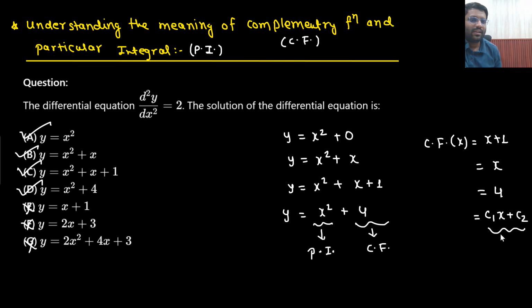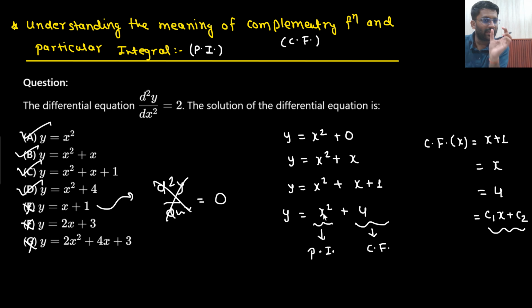Why is it complementary? Because even if it is not present, C1x plus C2, here C1 value is 1, C2 value is 1. Even if it is not present, I will still be able to satisfy my differential equation. But what if x square is not present, only x plus 1 is present? Are you able to satisfy the differential equation? First time I differentiate, I get 1. Second time I differentiate, I get 0. So when x square is not present, am I able to satisfy the differential equation? No. That means this is known as particular integral. This is necessary. What about complementary function? Even if it is not present, I don't have any issue.